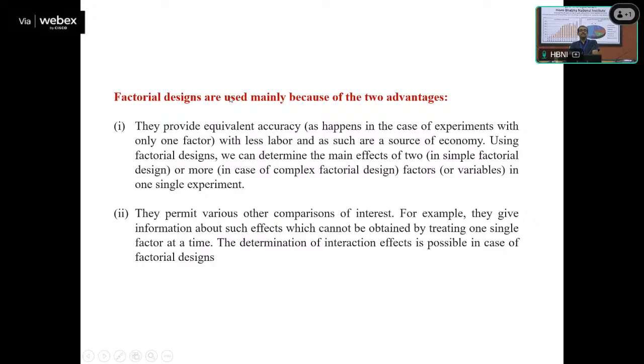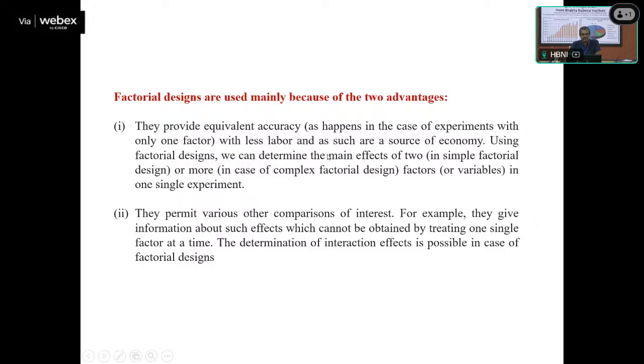So why are factorial designs used? We have discussed informal design, 3 types, formal design, 4 types, and we have finally come to the 4th formal design, which is the factorial design. But why do we use this? They provide equivalent accuracy, as happens in the case of experiments with only one factor, with less labor and as such are a source of economy. So it's a more economic and more accurate design.